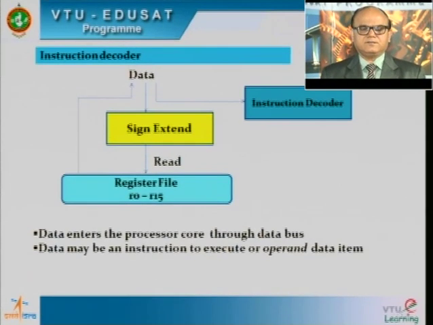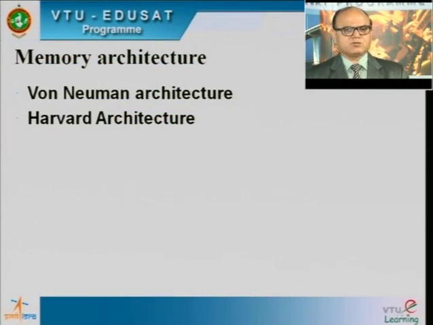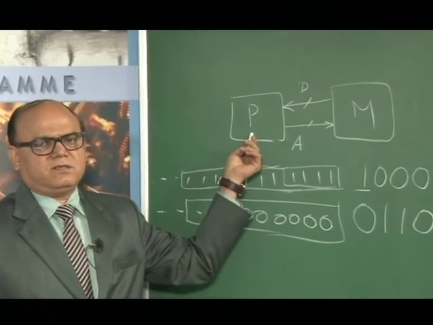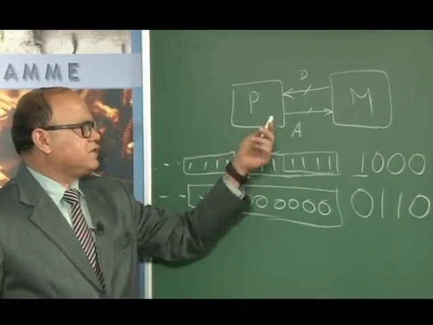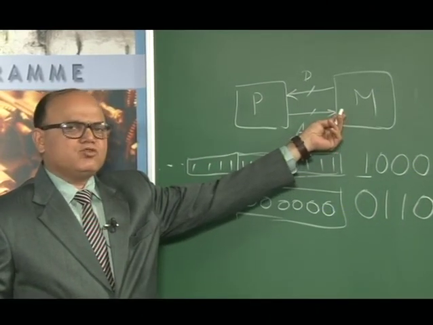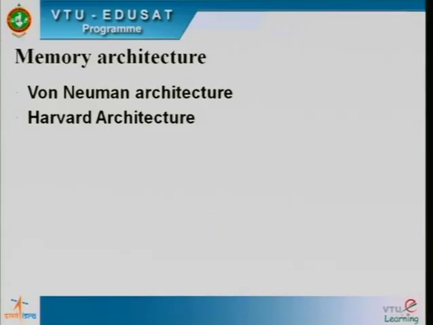So let us further see the memory. Because the instruction or data is received from the memory to the processor, and after that the instruction decoding and the register file we discussed now, the type of memory used here, based on the organization or the architecture of the memory, we can classify as the von Neumann architecture or Harvard architecture.